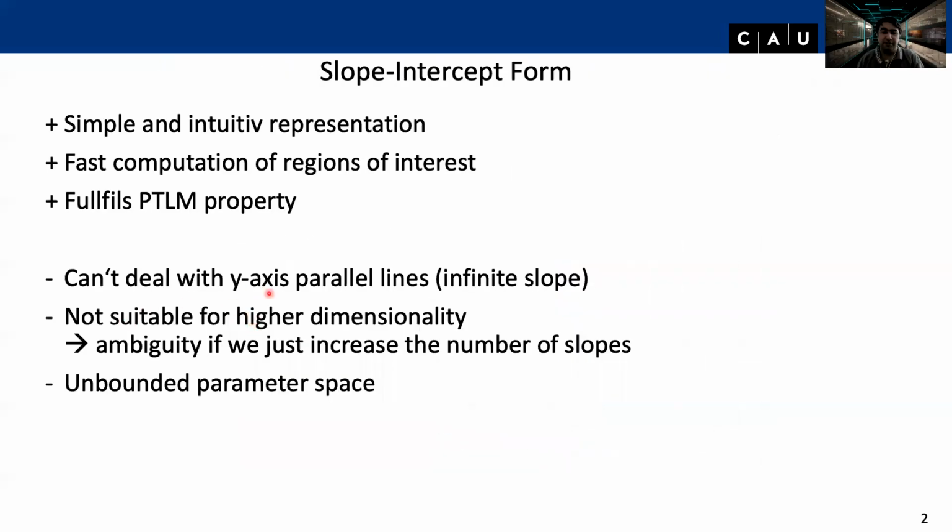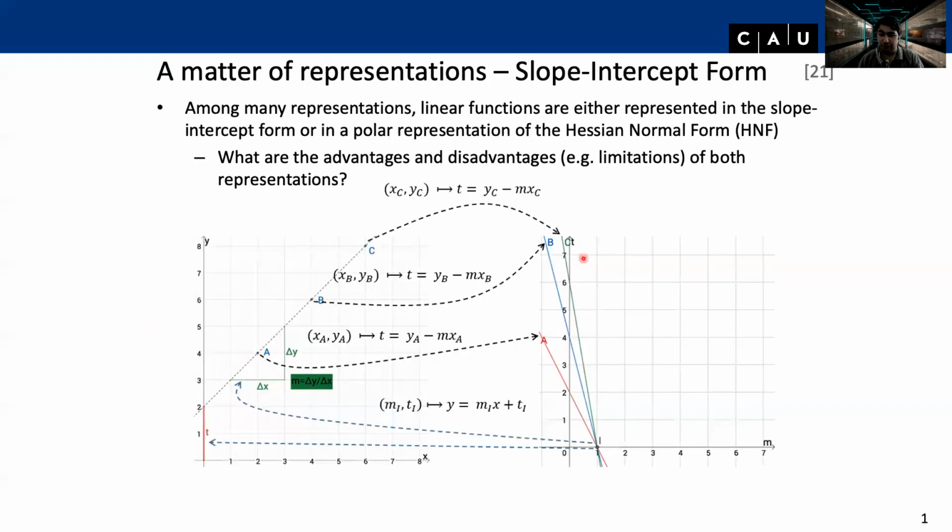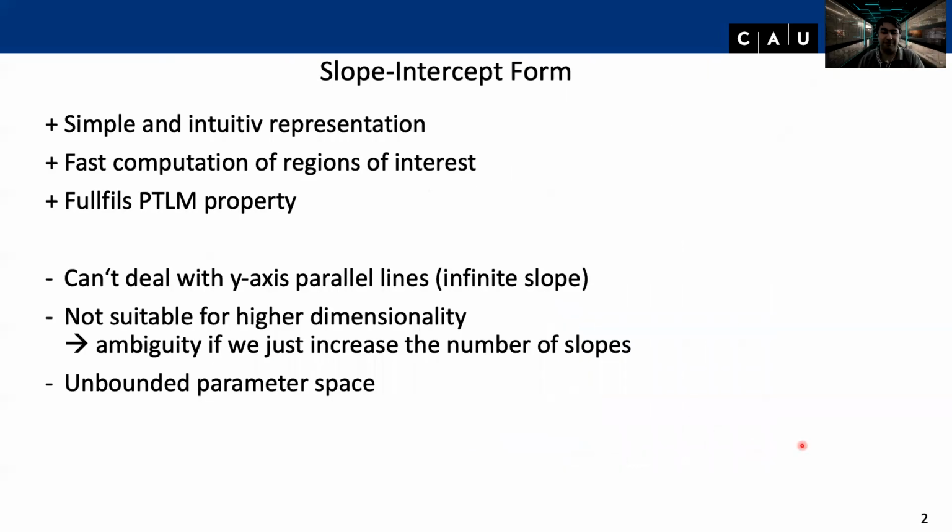However, it can't deal with y-axis parallel lines. This is also one issue, because if you would have one line in data space which is perfectly vertical, what is the slope of that line? It's infinite. So it has an infinitely high slope, and this would mean that this axis here would go to infinity and the computer wouldn't quite catch it.